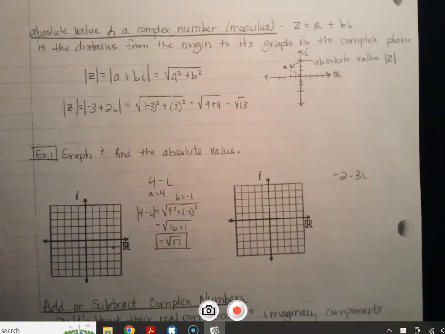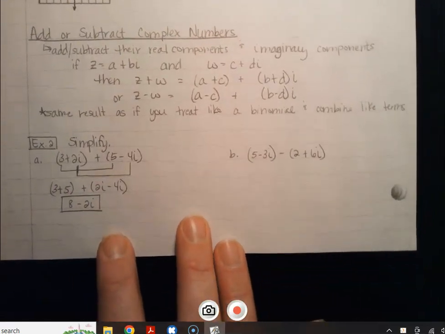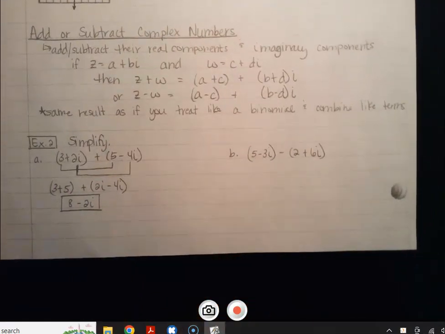All right, let's move on to adding or subtracting. To add or subtract complex numbers, you're going to add or subtract their real components and then their imaginary components. It's like combining like terms, okay? So I've got a little bit more of an explanation there.